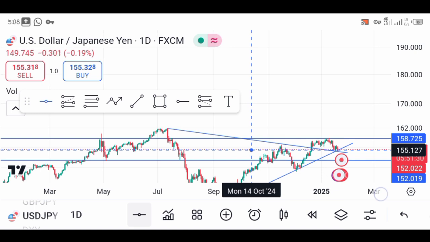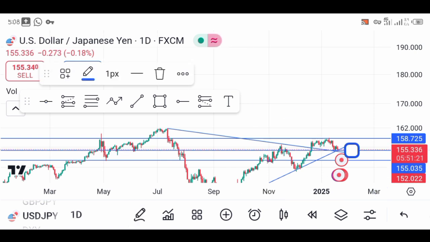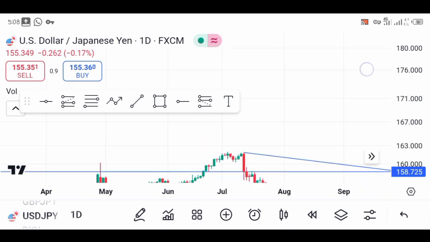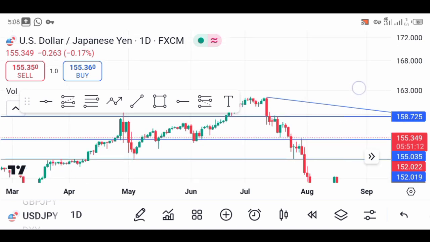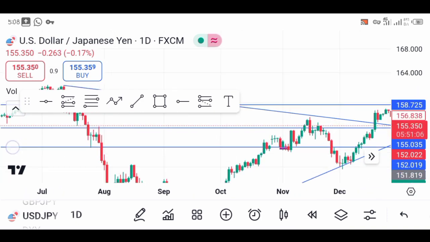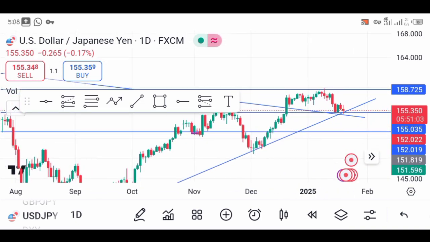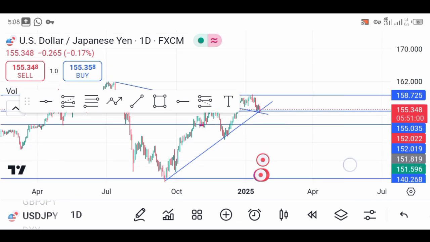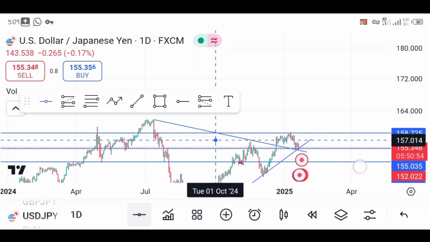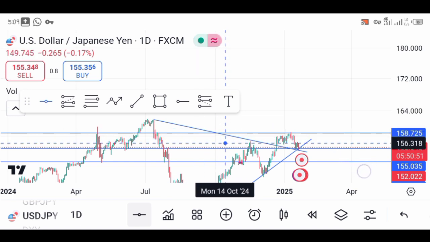Okay, it looks like there's a zone there. Yes. Yeah, it looks like there's a zone there. And we can target to this area. So if we take the buy, our TP can hit to that area.